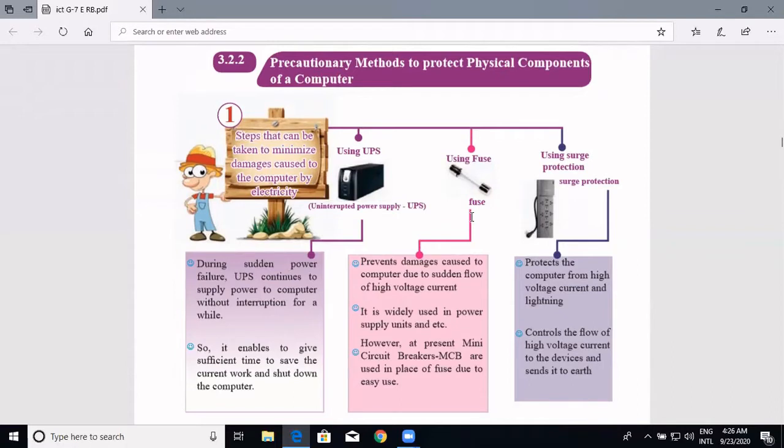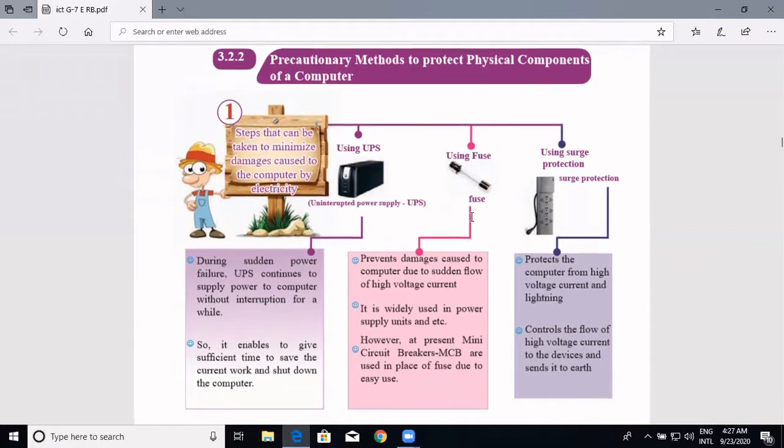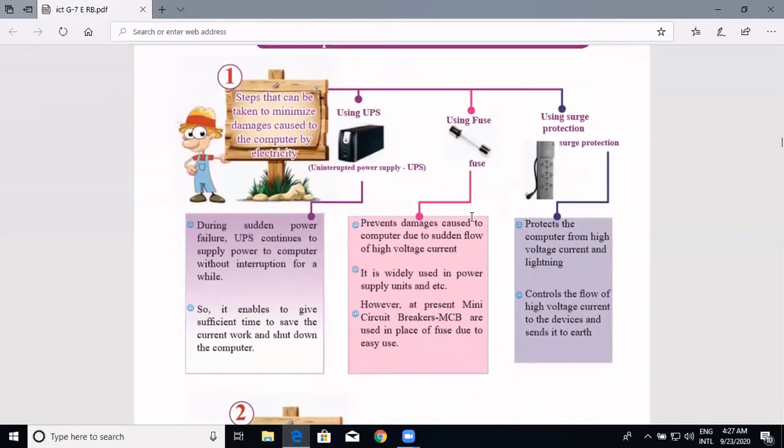The first thing is about electricity. Due to high electricity voltage, these devices can be burned and malfunction. So how do we protect them? There are mainly three suggestions they are giving. The first one is using a UPS, an uninterrupted power supply. We talked about this in grade 6 also. As I told earlier, if there's a sudden power failure, the computer suddenly gets switched off and there's no proper shutdown. So it's not good for hard disks and all.